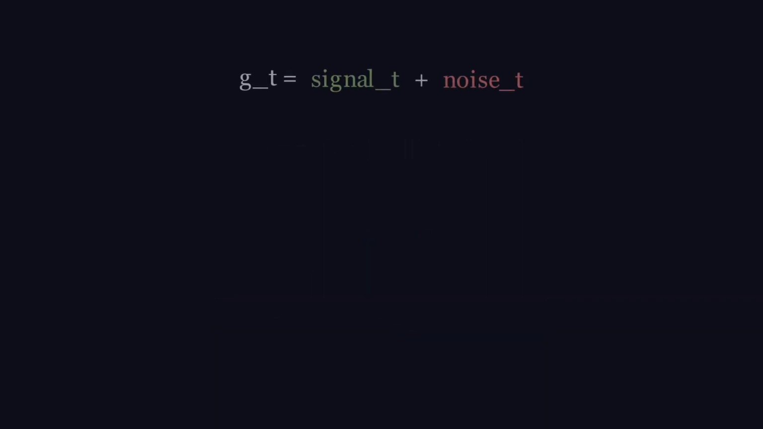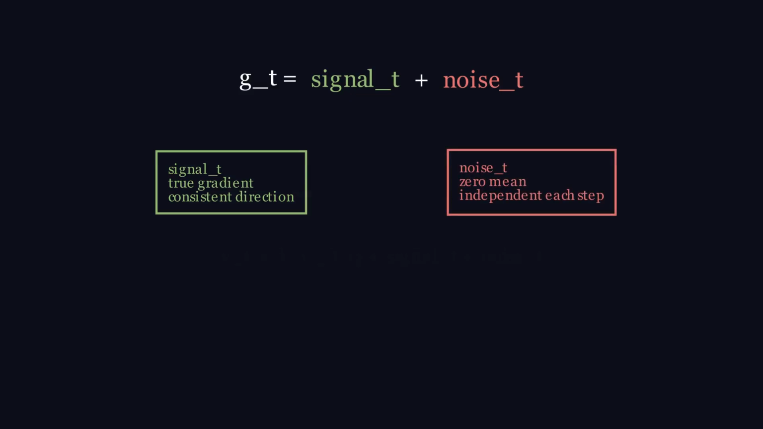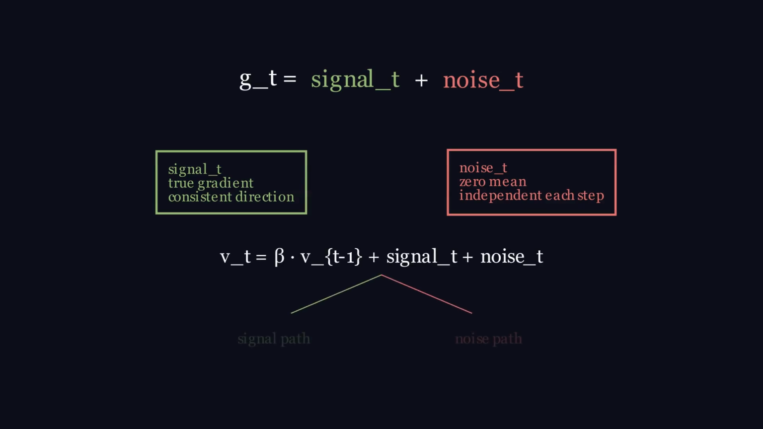Real mini-batch gradients are not constant. Decompose each step's gradient into 2 parts, signal plus noise. Signal is the true gradient, consistent in direction across nearby steps. Noise is the sampling error, 0 mean on average and uncorrelated from one step to the next. The velocity will process both simultaneously, but it does opposite things to them because their statistical structure is different.